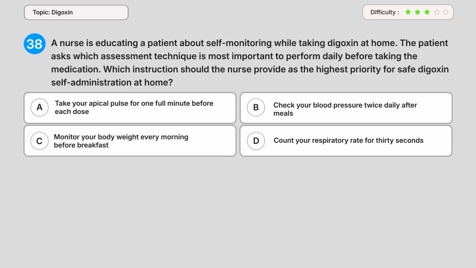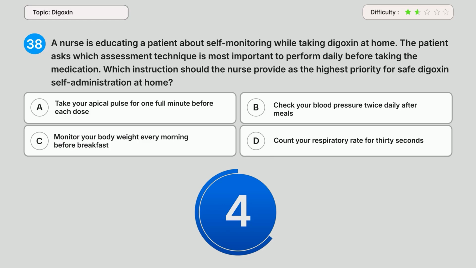A. Take your apical pulse for 1 full minute before each dose. B. Check your blood pressure twice daily after meals. C. Monitor your body weight every morning before breakfast. D. Count your respiratory rate for 30 seconds. What do you think is the answer?